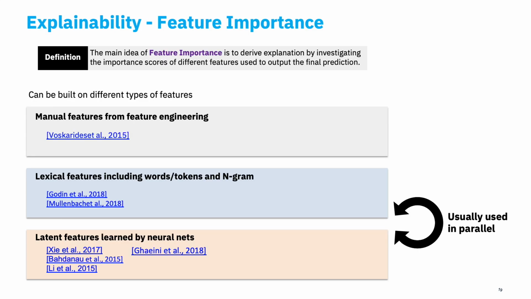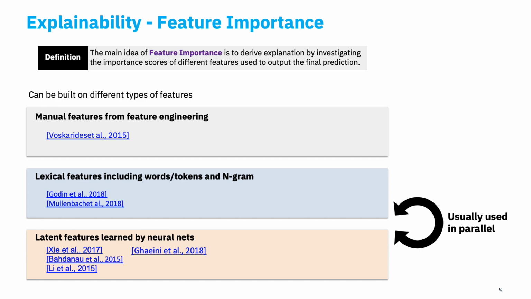The first explainability technique we are going to discuss is feature importance. It is the most dominant explainability technique in our literature review. As suggested by its name, the main idea of feature importance is to derive explanation by investigating the importance scores of different features used to output the final prediction.